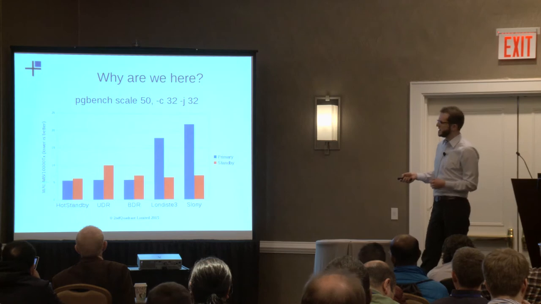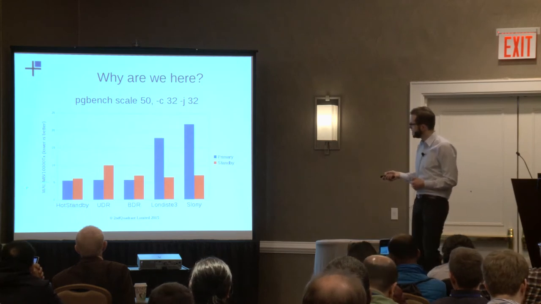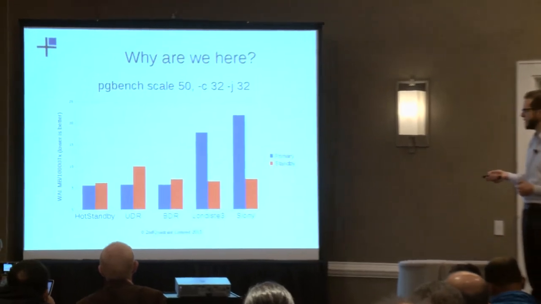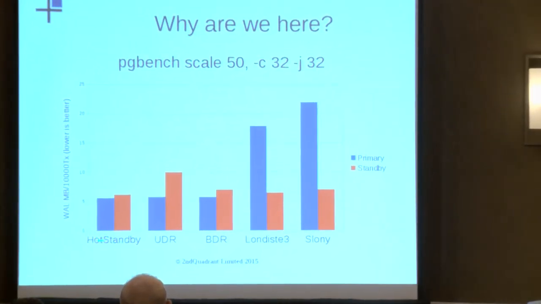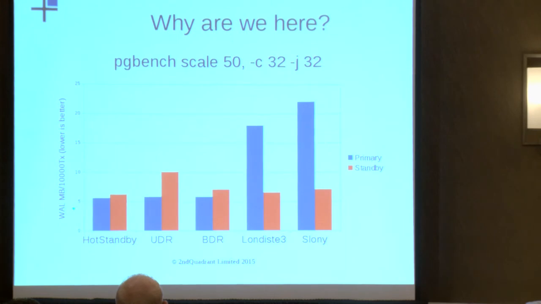What we measured here is, for the pgbench workload, how much write ahead log are we producing? So for 10,000 transactions, how many megabytes of write ahead log are we producing? This is a bit badly labeled. The primary here is with hot standby off, and the standby is with hot standby on. We should probably label that differently, but whatever. So that's about how much write ahead log we are creating.